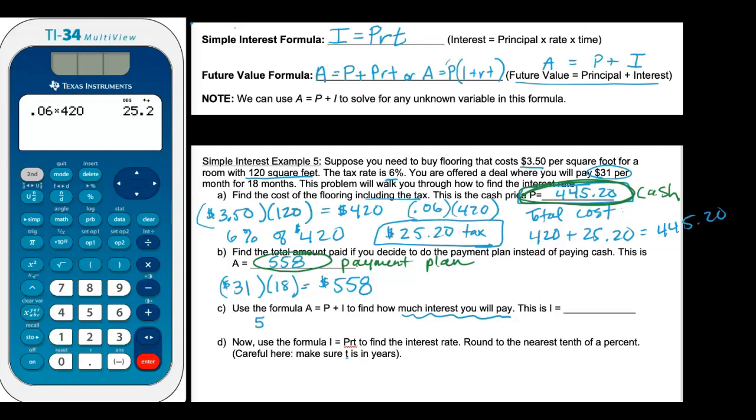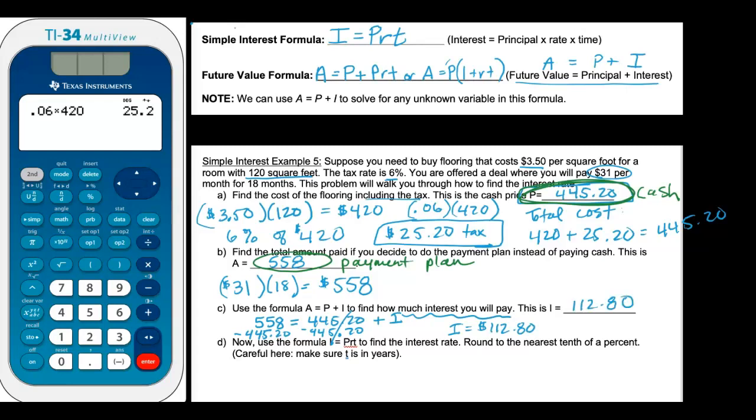So A, the $558, equals the principal, $445.20, plus I, and then you solve the formula by subtracting $445.20 from both sides, which is just what I suggested when we reasoned through. So we subtract these two numbers and we end up getting a difference of $112.80. And so that's our interest, $112.80.